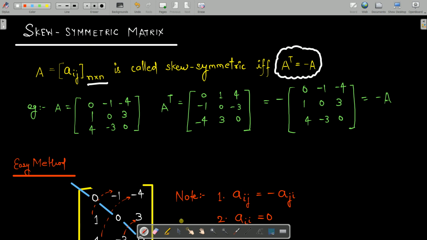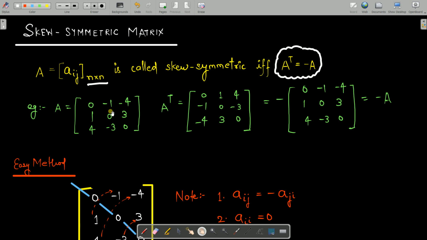So let us consider an example here. Any matrix A, we have 0, minus 1, minus 4; 1, 0, 3; 4, minus 3, 0. Just find the transpose. How to get the transpose? Convert the rows into columns. So the first row, that is 0, minus 1, minus 4, is written vertically. The second, 1, 0, minus 3, which was horizontal, I have written vertically. And then 4, minus 3, 0, written horizontally, is written vertically. So here if you take minus common, you will get the same matrix as the previous one, and hence we can say that this matrix is a skew symmetric matrix.